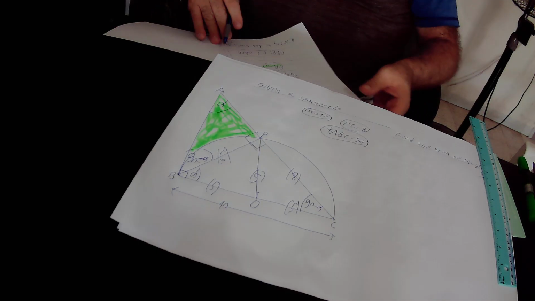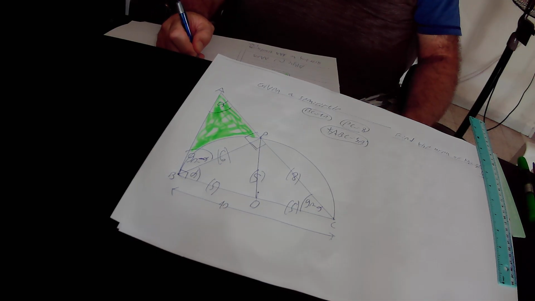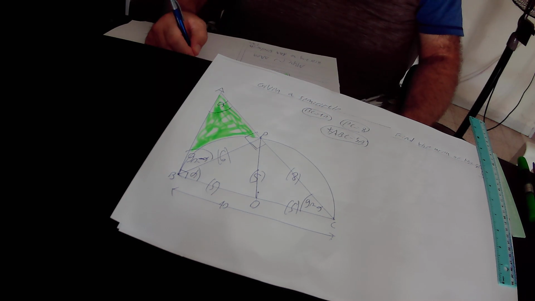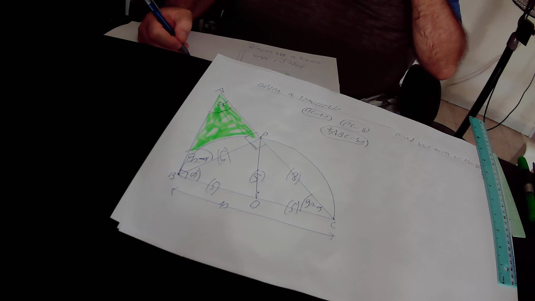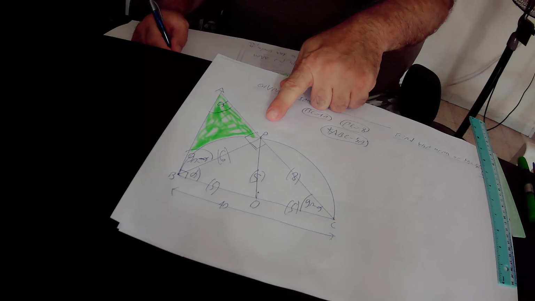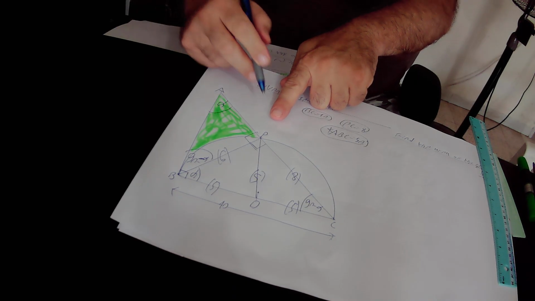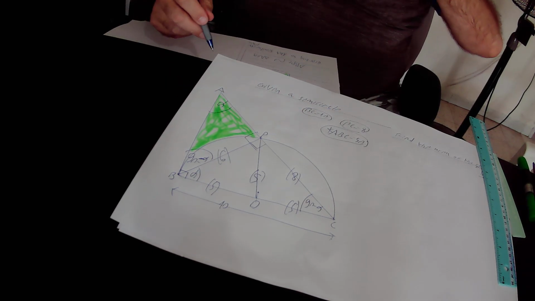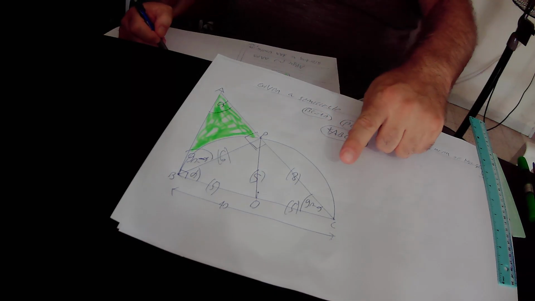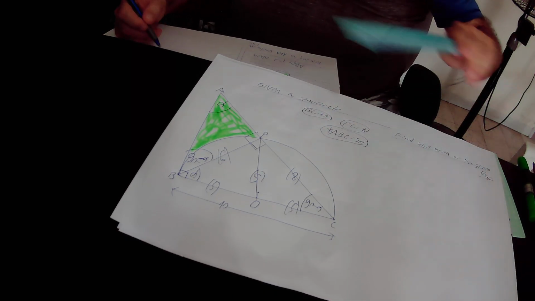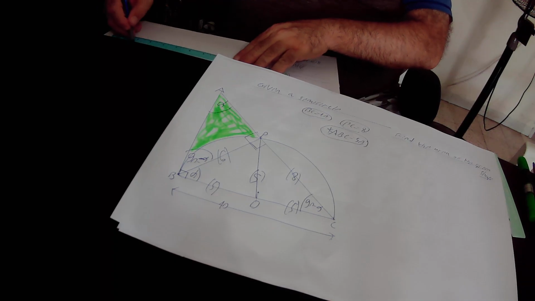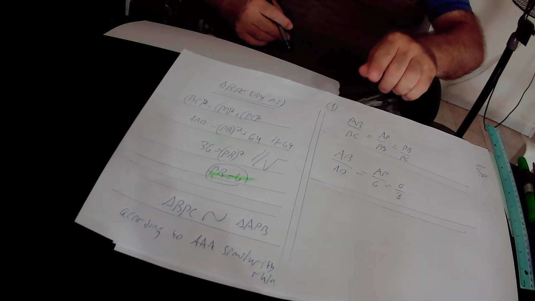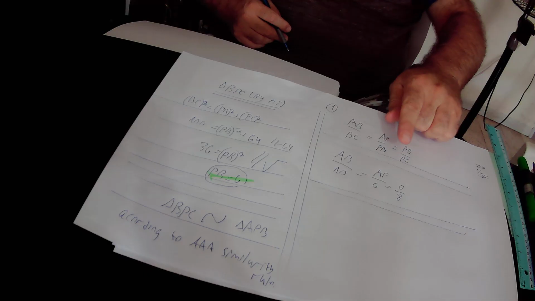AB is the missing side, so we leave it as it is, over BC. BC is 10 according to what is given in the question. And it is equal to AP, the missing side, so we leave it as it is, over PB. We have already found out that PB equals 6 units in length. And it is equal to PB, that is 6, over PC. PC is 8. So in total, we found that AB over 10 equals AP over 6 equals 6/8.